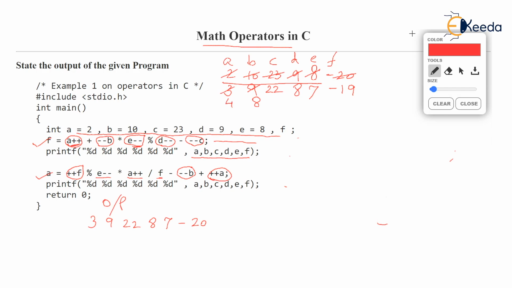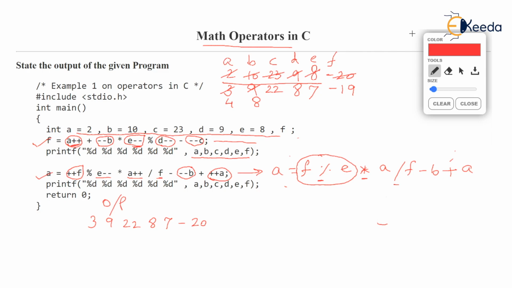Now let us solve the basic expression, and the expression says a should become equal to, okay, drop all prefix and postfix now. Write the basic variables: f percent e into a upon f minus b plus a. Percent, multiply and divide have equal and high priority, but percent comes first among the three. So f percent e will be solved first. Now f percent e means minus 19 percent 7.